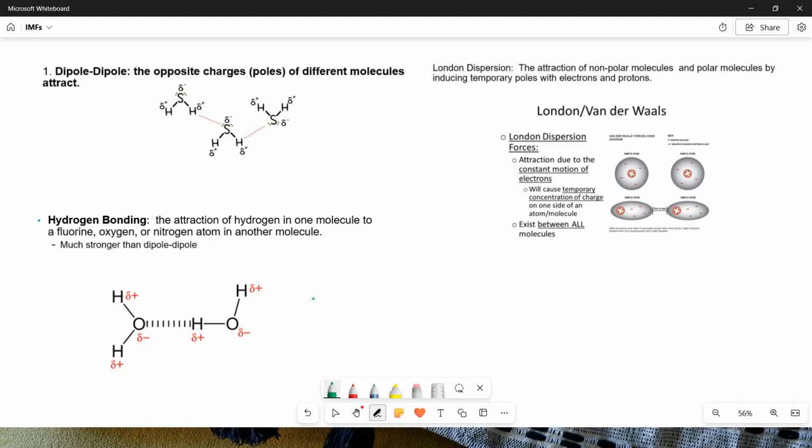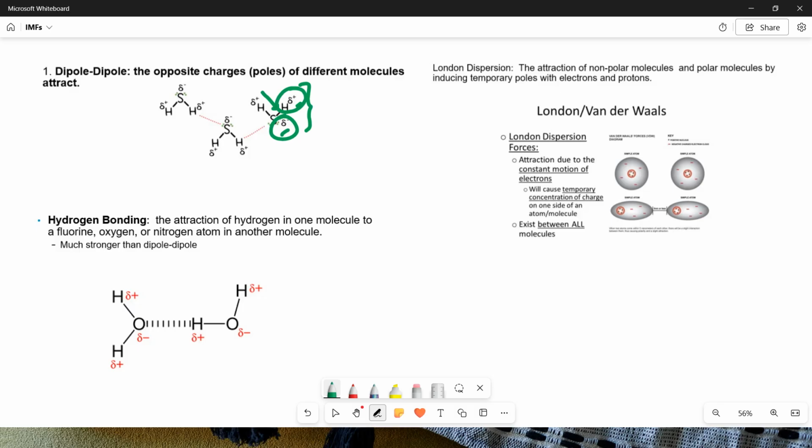So dipole-dipole is when you have opposite charges, or what we call poles, of different molecules attracting. Here we have hydrogen sulfide, hydrogen and sulfur, and you can see within the molecule itself we have partial charges, not full-blown charges, but partial charges. That occurs because the sharing of the electrons between the sulfur and the hydrogen is not equal. This would be a polar covalent molecule, and so there is a positive side and a negative side that is partially charged.